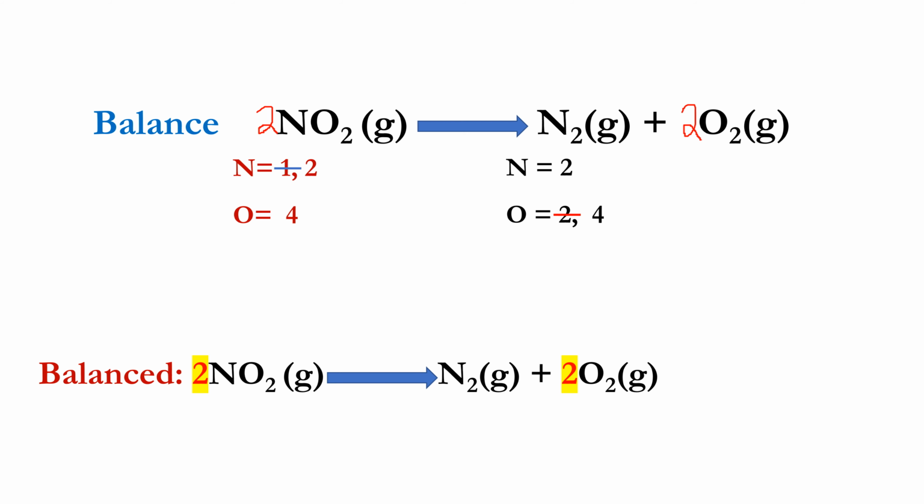So we cancel these 2 because we already added 2 to make oxygen balanced. So we'll have 4 oxygen atoms on the right-hand side and 4 oxygen atoms on the left-hand side. And we also cancelled 1 for nitrogen because we added 2 to make nitrogen balanced. So then the balanced chemical equation will be 2NO2 gives 1 molecule of nitrogen gas plus 2 molecules of oxygen.